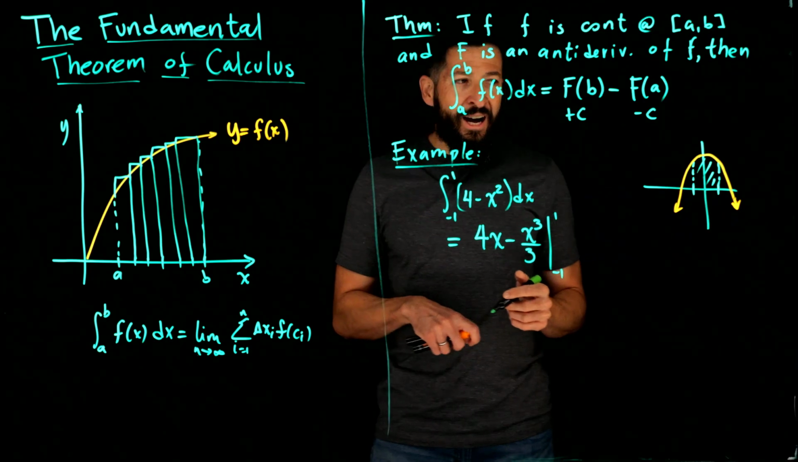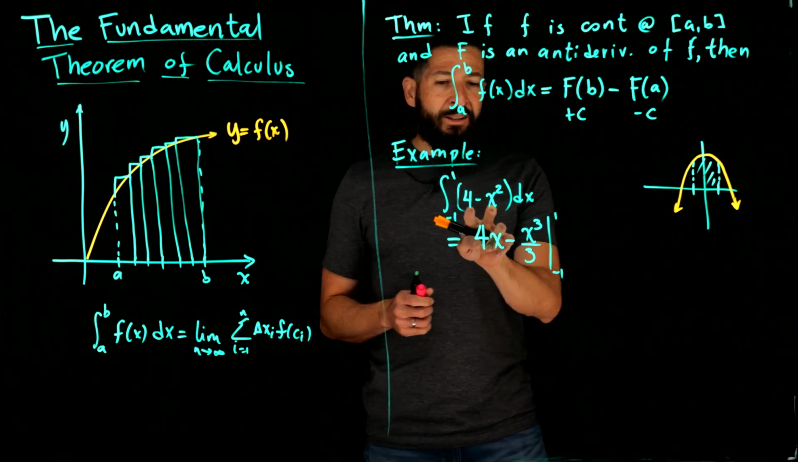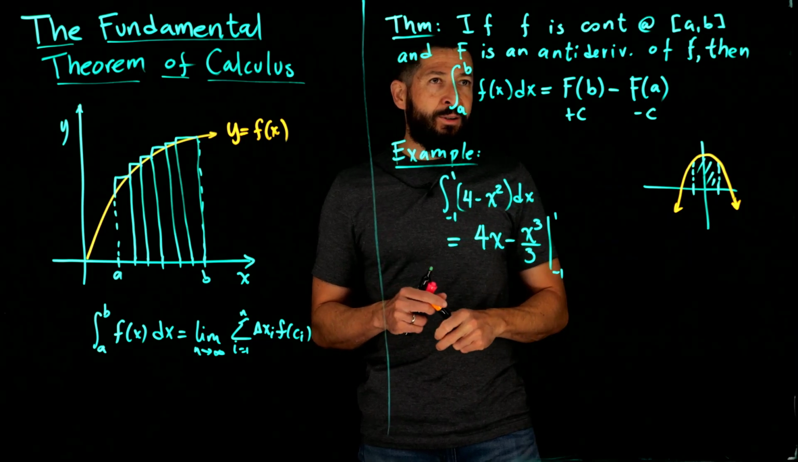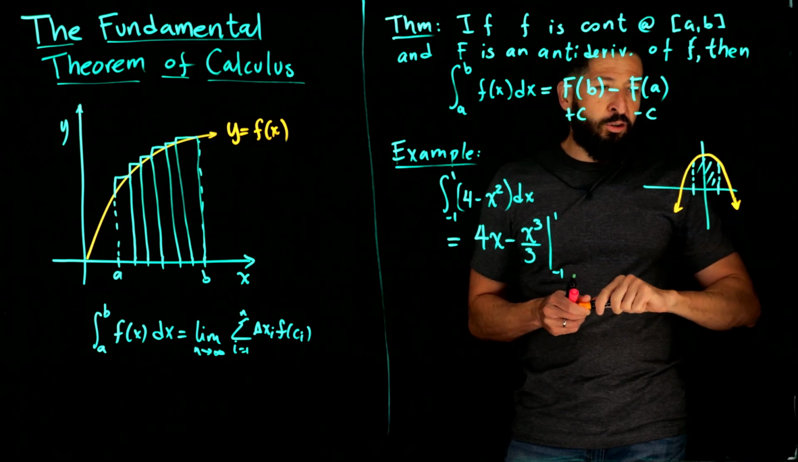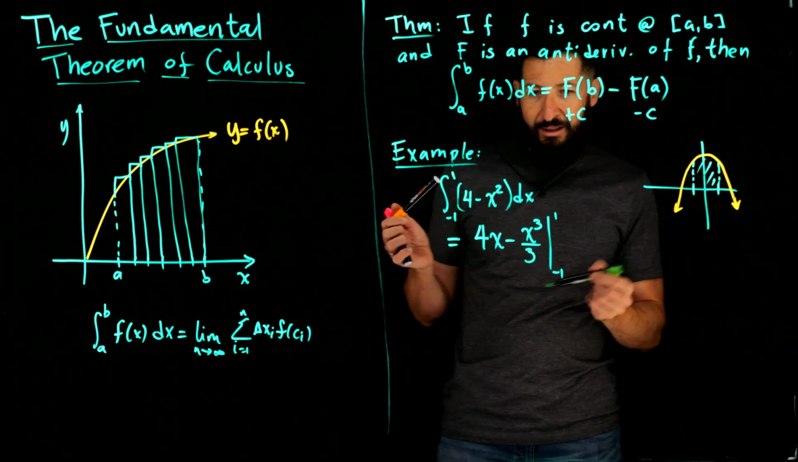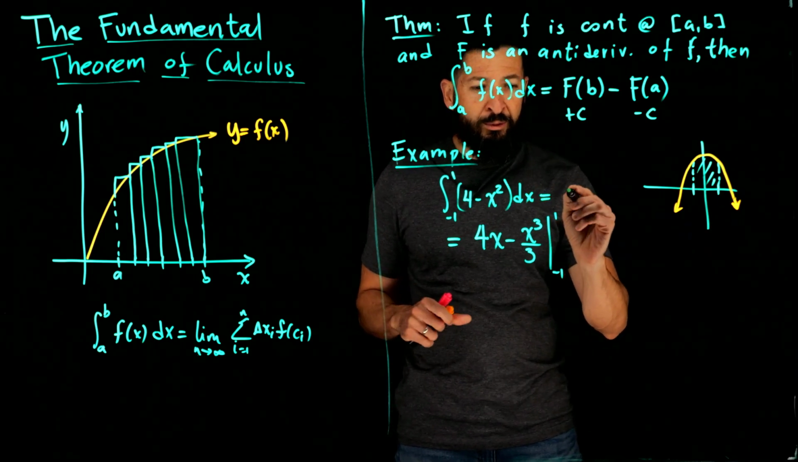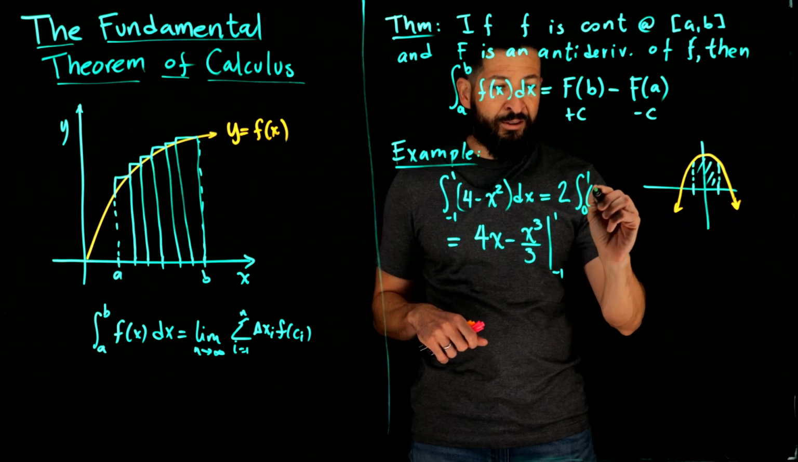Now, this is a good time to talk about symmetries. This function is an even function, so it is symmetric with respect to the y-axis. So you could also say that this area here is 2 times, and that would save you a little bit of trouble. This is going to be the same as 2 times the area from 0 to 1 of the same function.